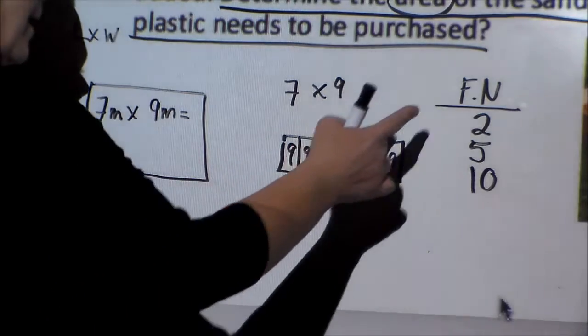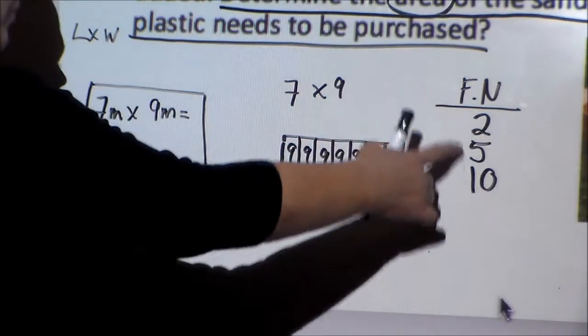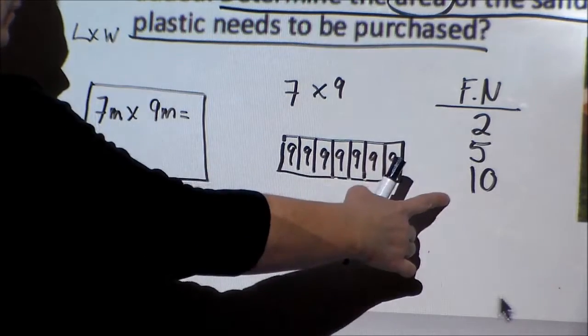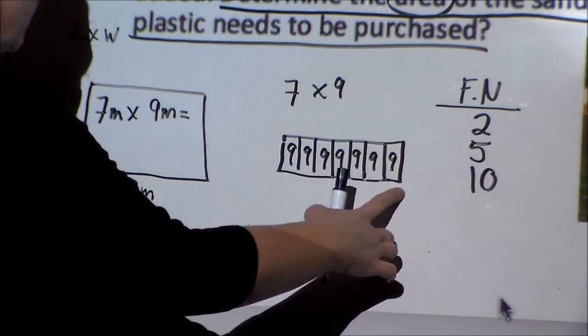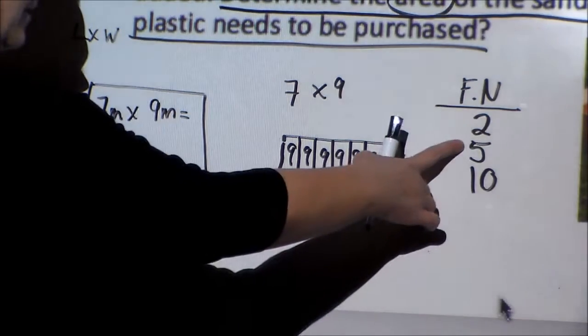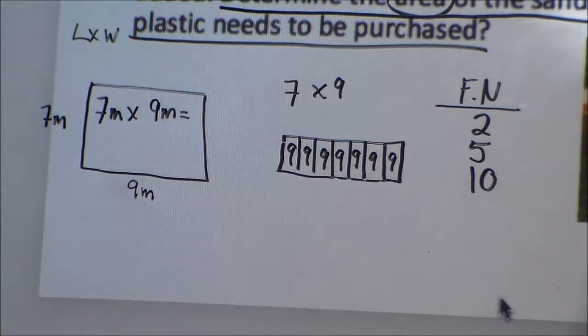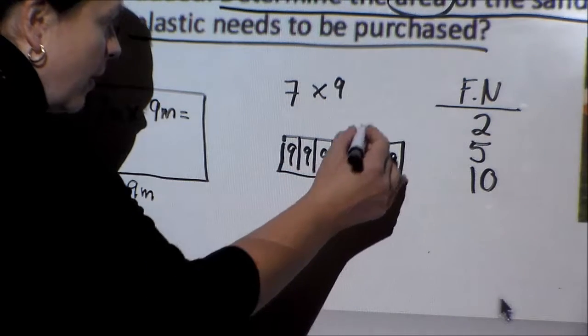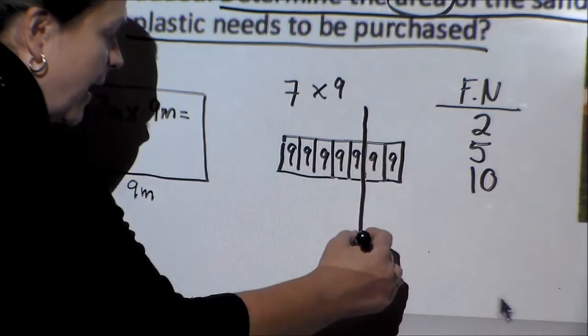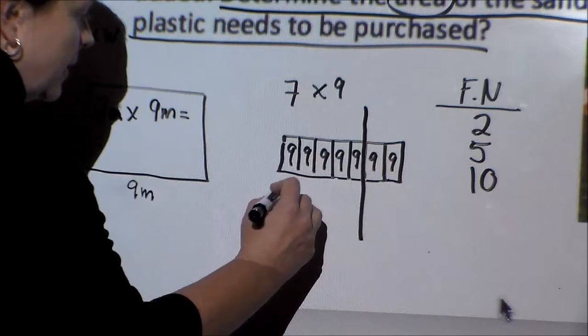All right, so I'm going to see if I can use one of these friendly numbers, and the highest one I can go, I do first. Can I use 10? Are there 10 boxes? Nope, there's only 7. So I go for the friendly 5. I count off 1, 2, 3, 4, 5. And I write the equation underneath it.